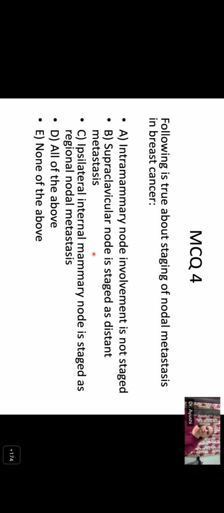So most of the students thought it is option D, all of the above, but there were a few option B, A, and C as well.